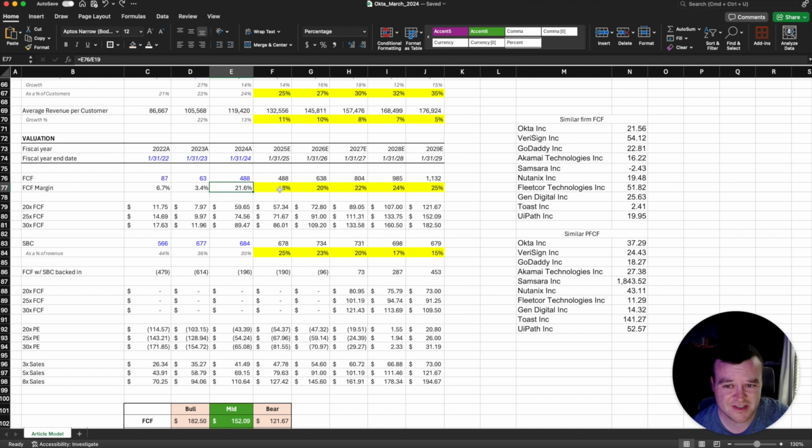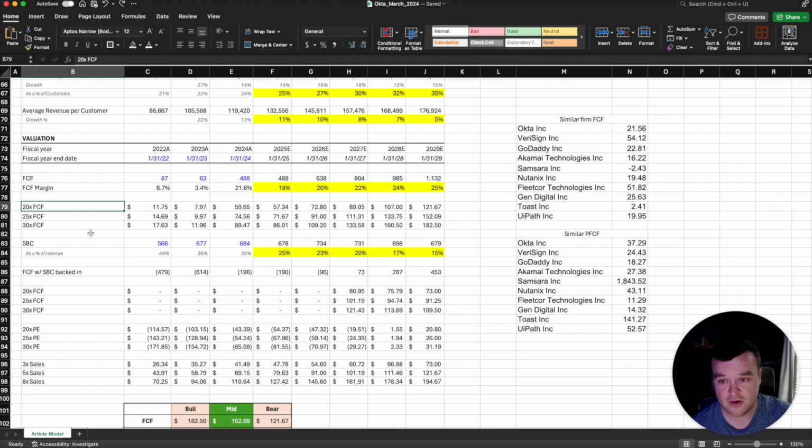21.6% last fiscal year. Got it hovering around there. 25%, which seems fine because VeriSign's obviously in a league of its own, but you've got things like FleetCore, Gen Digital, UiPath is closing on that. I think it's reasonable to expect that Okta could be around about a 25% free cash flow margin when it's starting to get more mature down here.